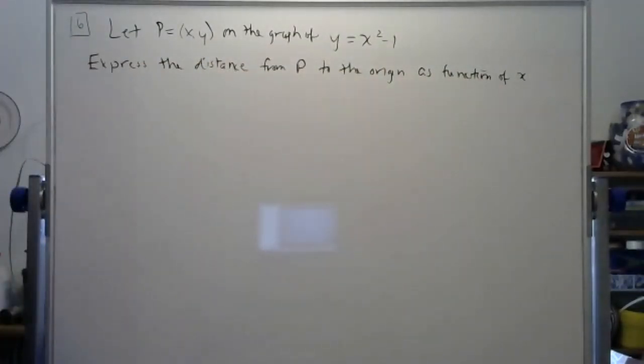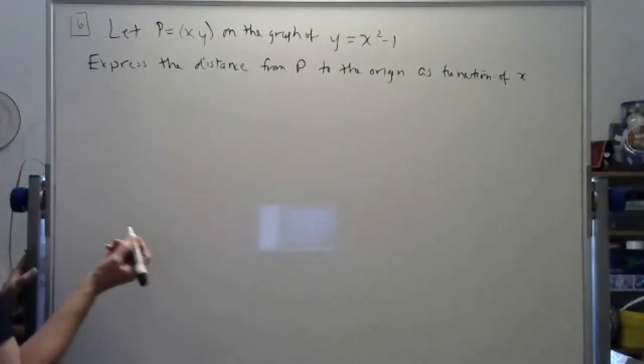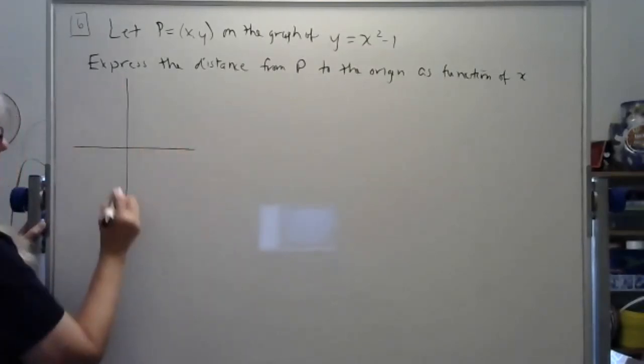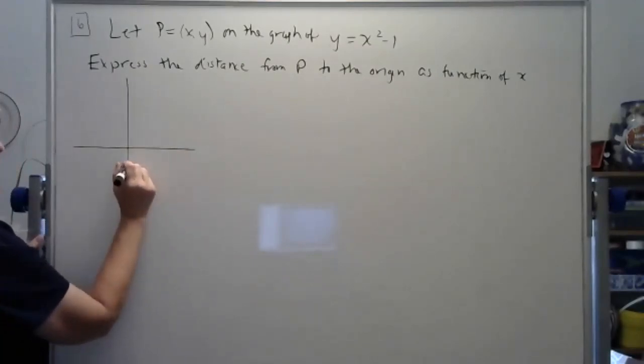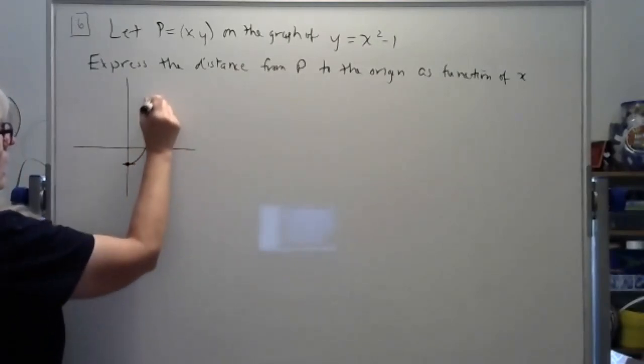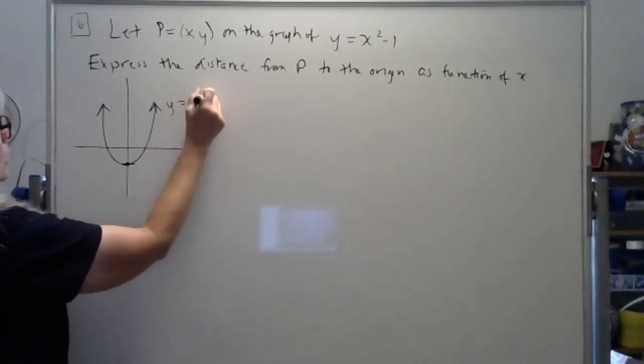So we've got a point that's on the graph of y equals x squared minus 1. And we want to express the distance from P to the origin as a function of x. Again, I think it helps to take an idea of what's going on in terms of a picture. So the graph of y equal x squared minus 1 is a parabola that's been shifted down 1. Notice how we're sneaking those transformations in there again. And it looks something like this. So that's y equal x squared minus 1.